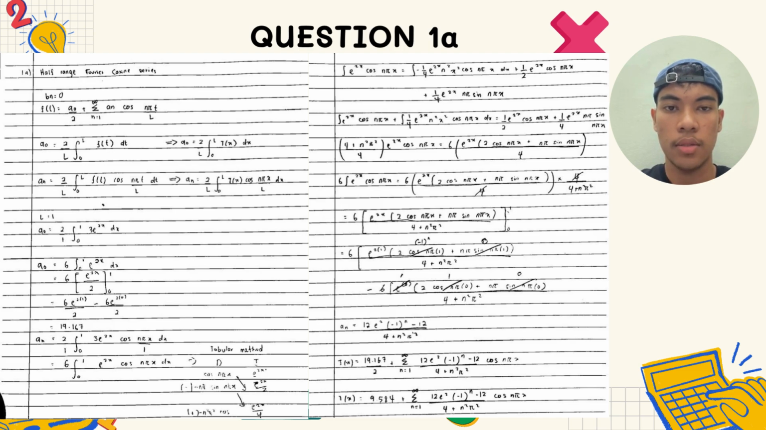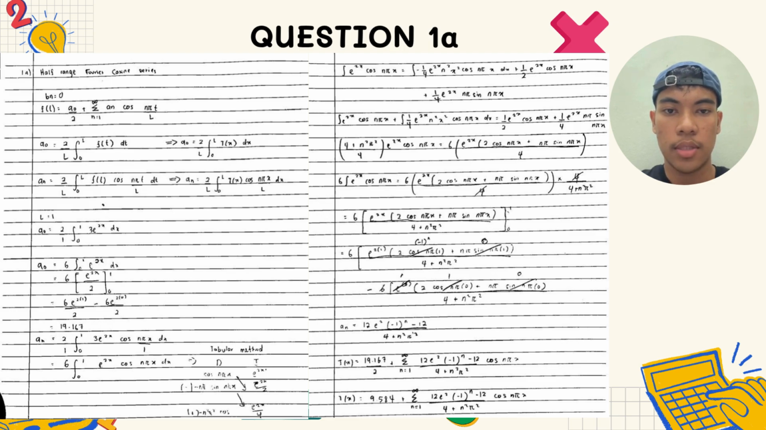Question 1a. To find the half range Fourier cosine series, I begin by identifying the series structure for a range of 1 where the sine terms are set to 0. I started by calculating the constant term by integrating the function 3 to the power of 2x from 0 to 1. After evaluating that integral, I arrived at a final value of 19.167.